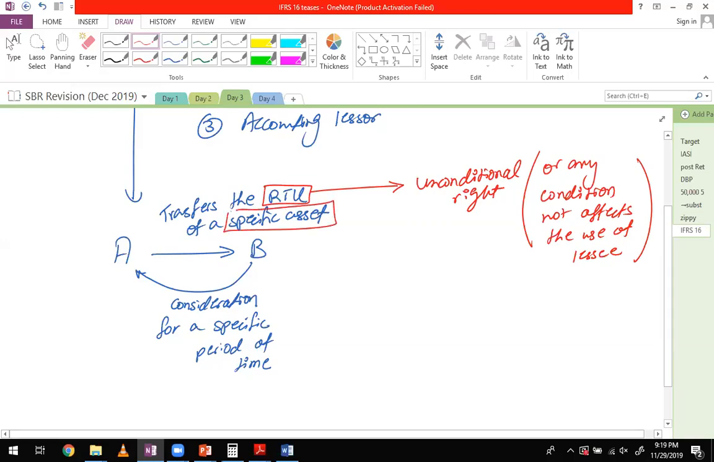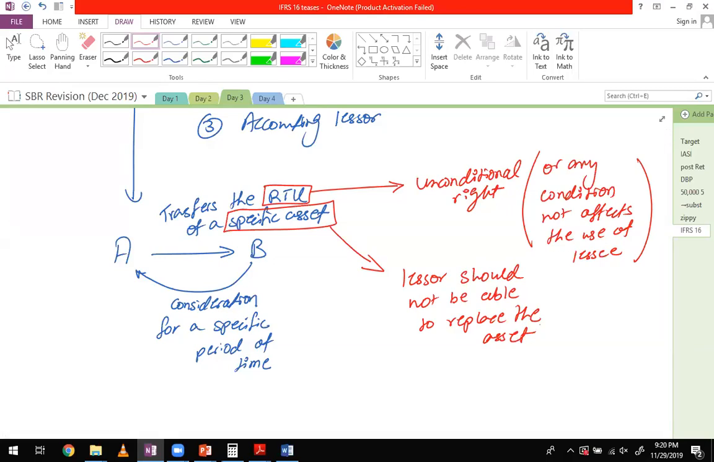The second thing is the specific asset. The specific asset means the lessor should not be able to replace the asset. That is what is meant by the specific asset. So in case of a lease, we say that there should be a specific asset and the right to use should be transferred.